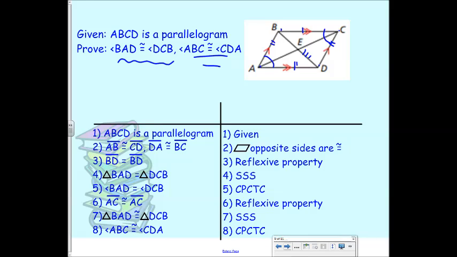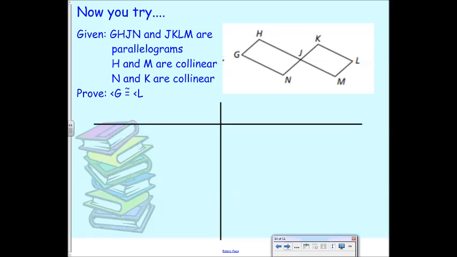Okay, so the last thing I want you guys to do then is to go to your boards and try this two-column proof. Okay, hopefully you were able to get to the proof in this two-column proof. If you were not able to, let's go through it really quickly right now.